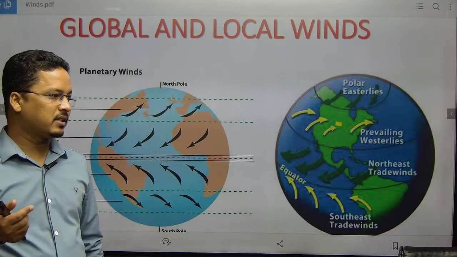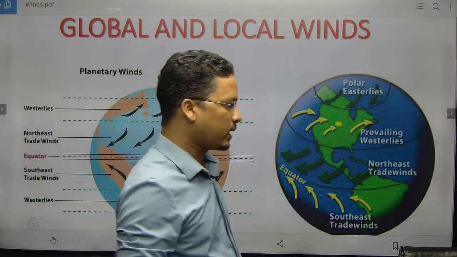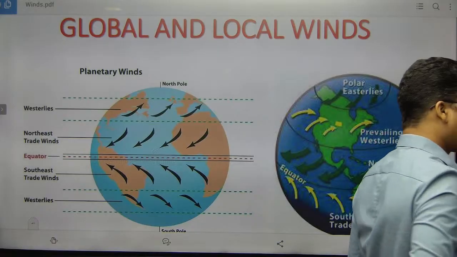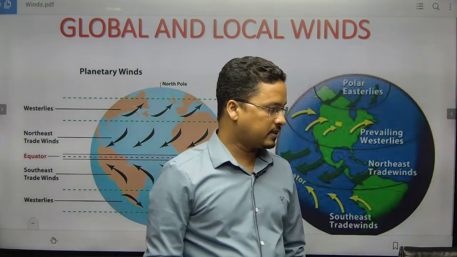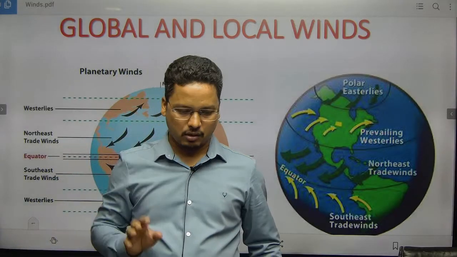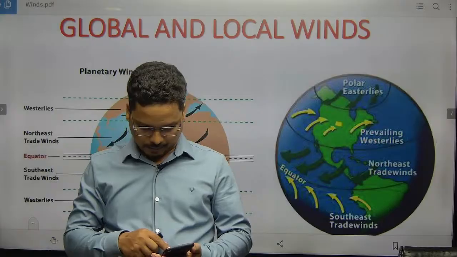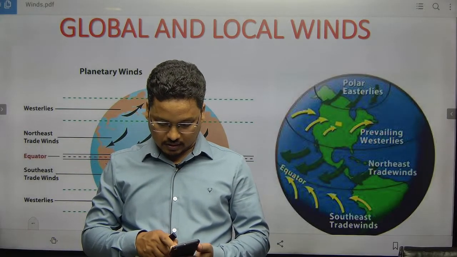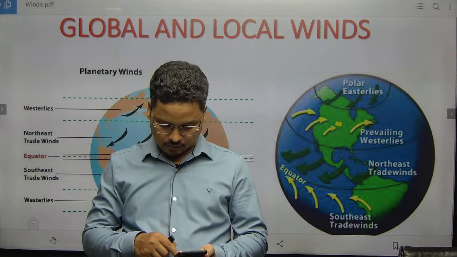Hope you are getting me. So that would be the basic difference, right? As I said, the wind moves horizontally and the vertical movement of the air happens. So this is the difference between the horizontal and the vertical movements.